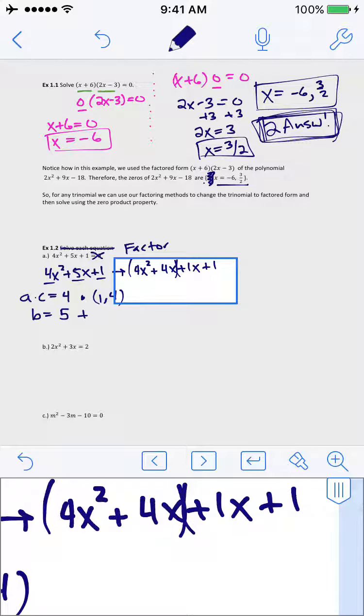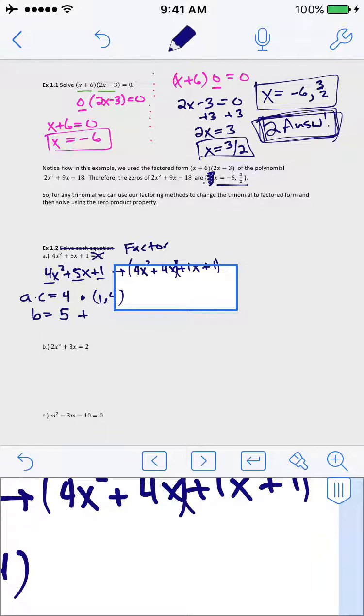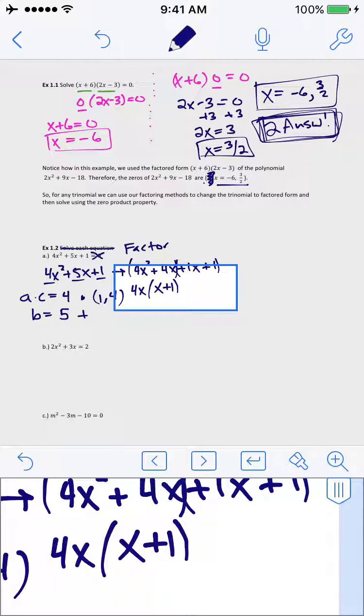Factor by grouping. Here they've got a 4x in common. What's left over is an x plus 1. Here they've got nothing but a 1 in common. What's left over is x plus 1.